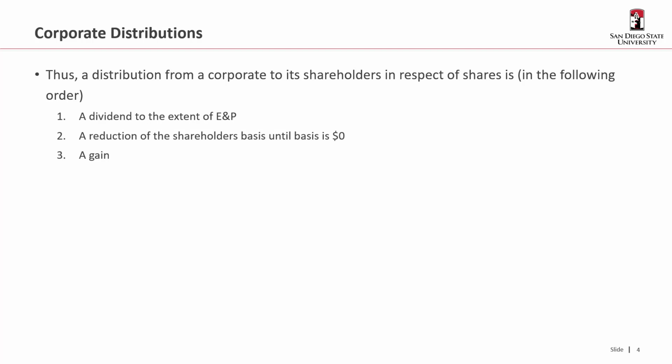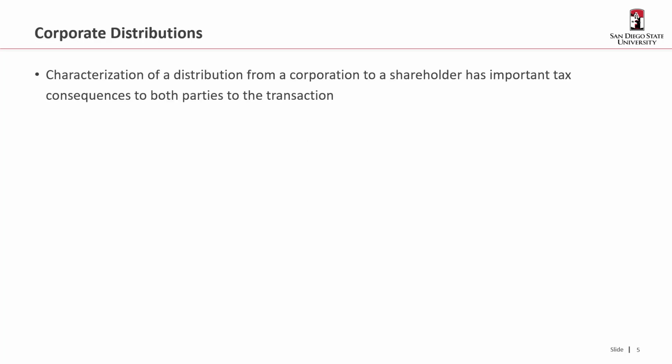Then, once all the E&P is used up, once all the corporate earnings and profits have been distributed, then it would be a reduction of the shareholders' basis until their basis is zero. So in our previous example, Severus had basis of $1,000. That was his investment. As the distribution comes out further and further, it erodes away his basis, his investment, until it gets to zero. And then anything that's beyond that, well, that must be a gain because that money came from somewhere else.